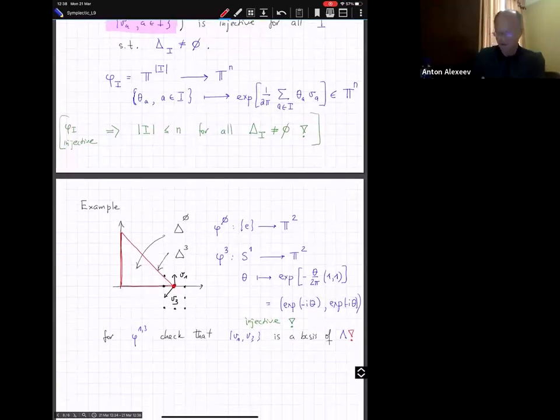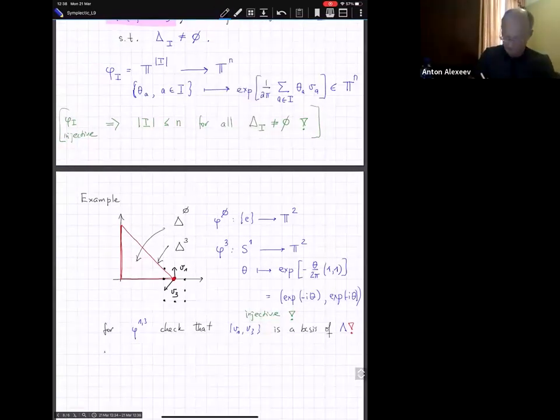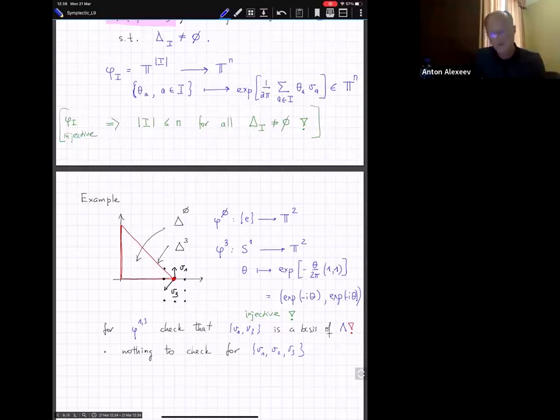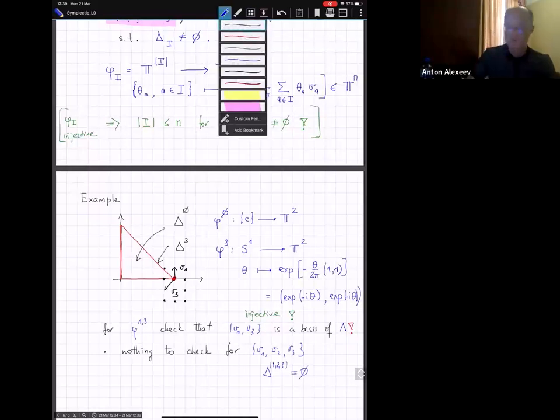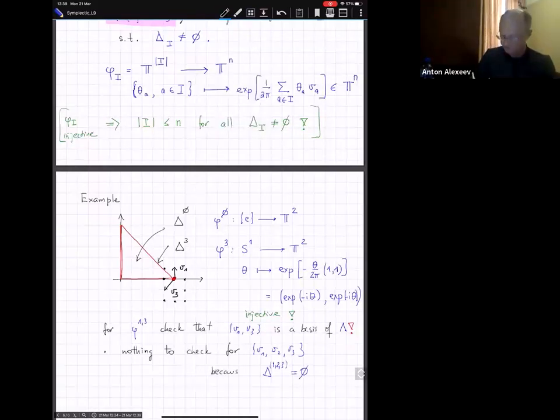And notice, fortunately, there is nothing to check for the full collection, V1, V2, V3, because anyway the number of vectors is bigger than the dimension of our target torus, T2. So this cannot be injective. And this is because delta 1 to 3 is empty. So that's fine.